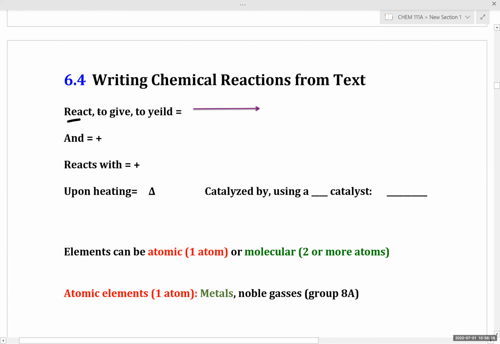So first, react, to give, to yield, that's an arrow. And is a plus, reacts with is a plus. So these words are used to convey symbols in the chemical equation. Upon heating, we have the delta symbol. Catalyzed by, using a blank catalyst, signifies that you need to put a catalyst above the reaction arrow.